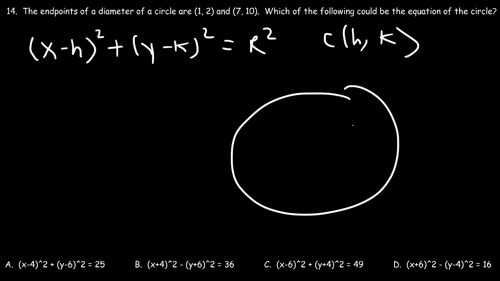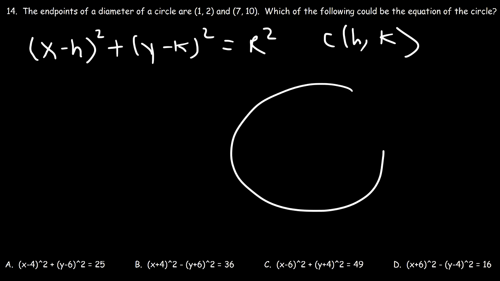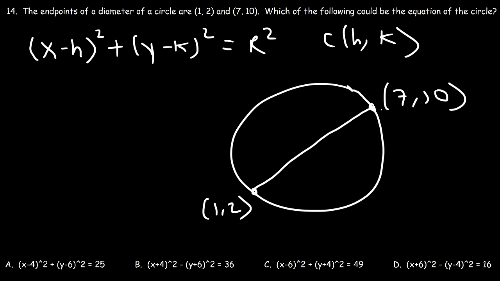Now we have a circle, and one point is (1, 2), and the other point is (7, 10). Now these are the endpoints of the diameter of the circle. And the diameter of the circle passes through the center. In fact, the center is the midpoint of these 2 points, which are the endpoints of the diameter.